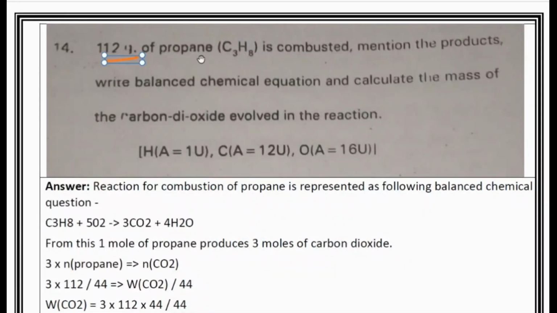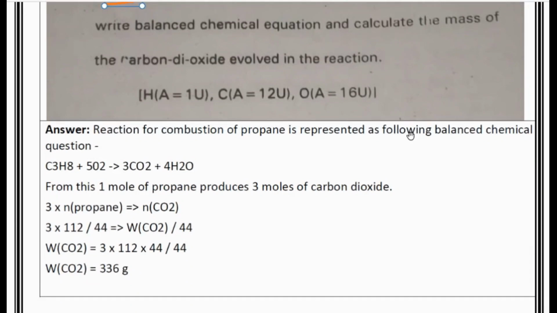14th question, 112 grams of propane is combusted. Mention its products, write the balanced chemical equation and calculate the mass of the carbon dioxide involved in the reaction.